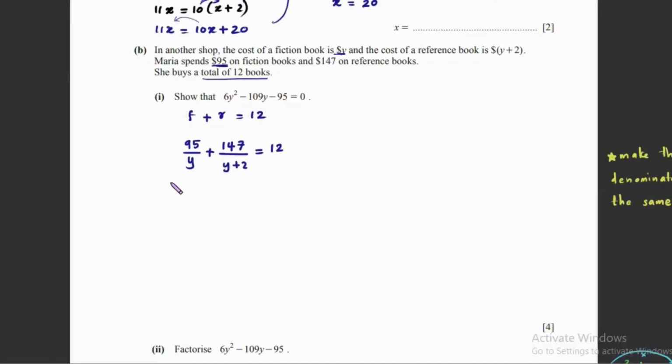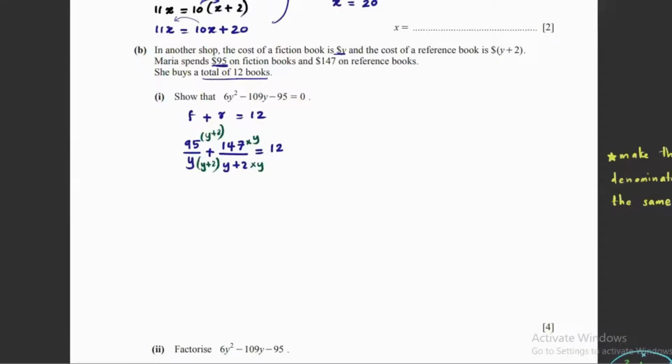We need to now solve this and write the equation in this format, which is 6y squared minus 109y minus 95 is equal to 0. Now, when we have two fractions with different denominators, to add the fractions, we need to make sure that the denominators are the same. So to make it the same, I can multiply the first one's denominator, which is y, by y plus 2. So I need to do the same thing to the numerator. And the second denominator, I can multiply by y. So the numerator also has to be multiplied by y.